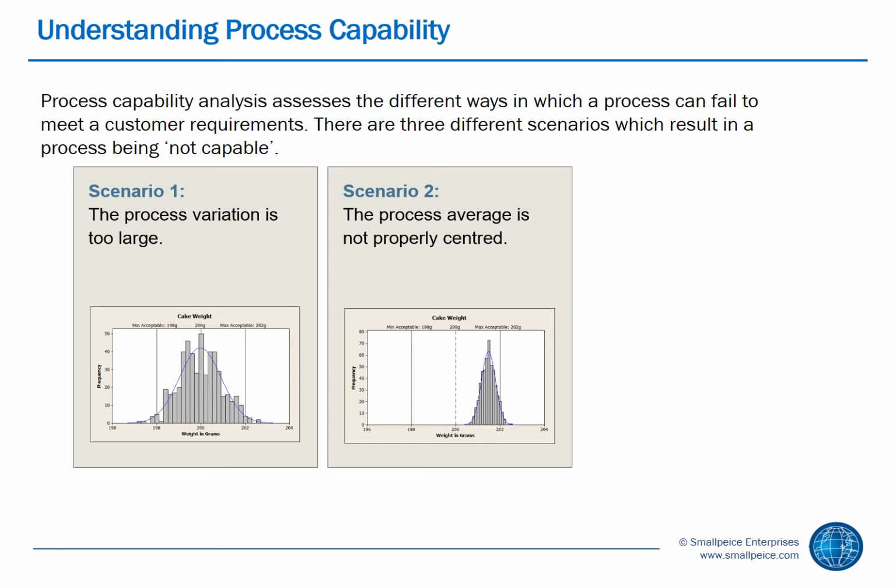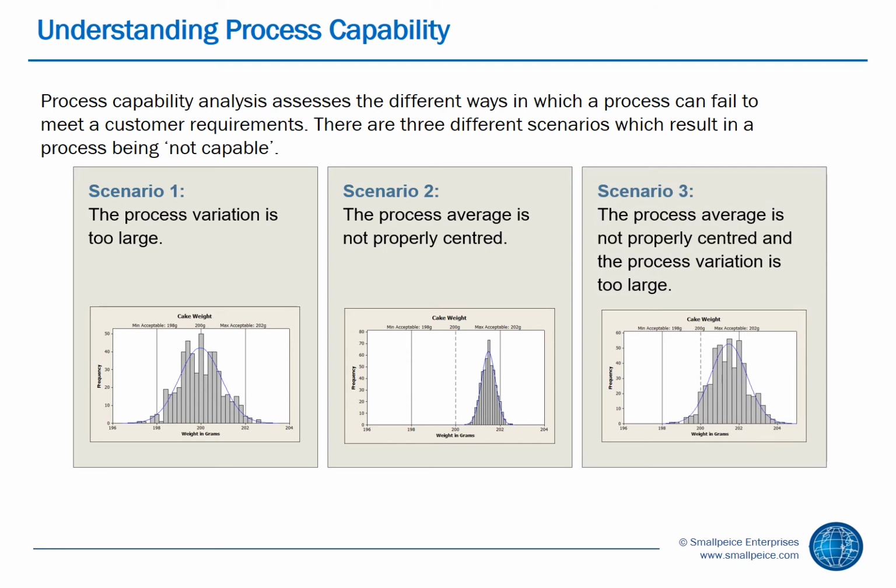Finally, look at scenario 3. The process average here is not properly centred and the process variation is too large. So here you see the spread is too wide and the process average is above the centre weight of 200 grams, meaning that the process is not capable for more than one reason.